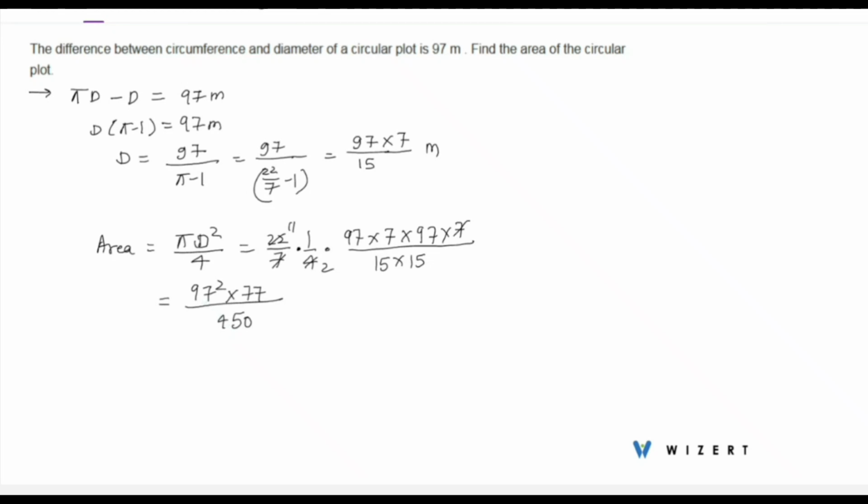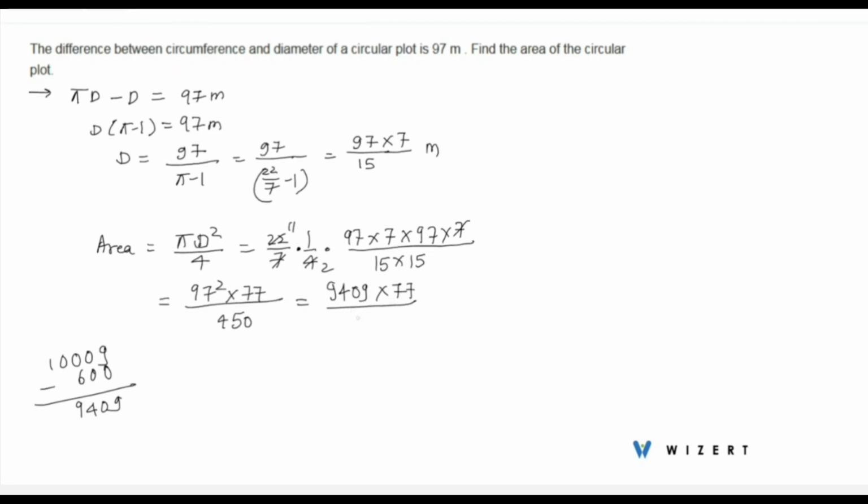97 square, using the a minus b whole square formula, will be 100 minus 3 whole square, which is equal to 100 square plus 3 square, which is 10,009, minus 2 into 100 into 3, which is 600, which is equal to 9409. So we are left with 9409 multiplied by 77 whole divided by 450.